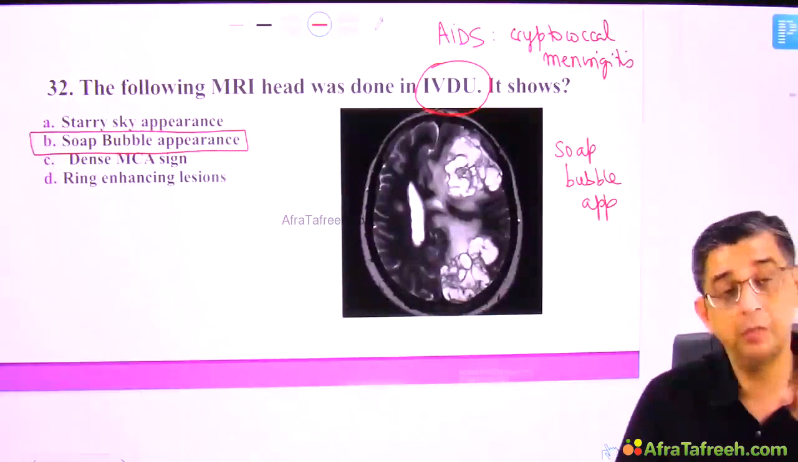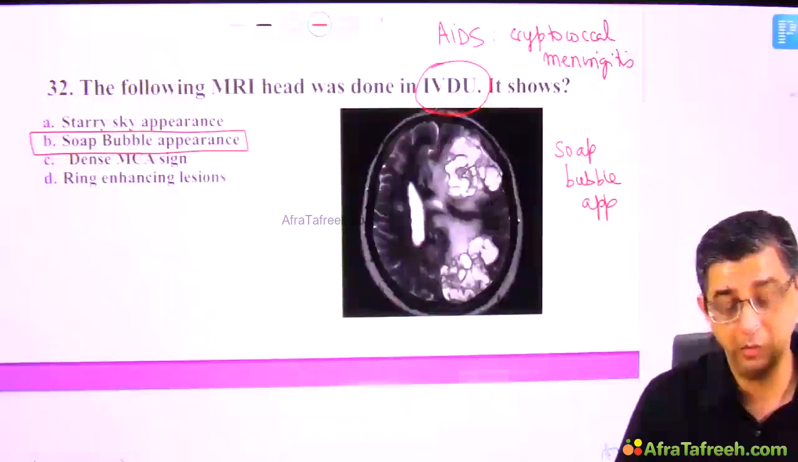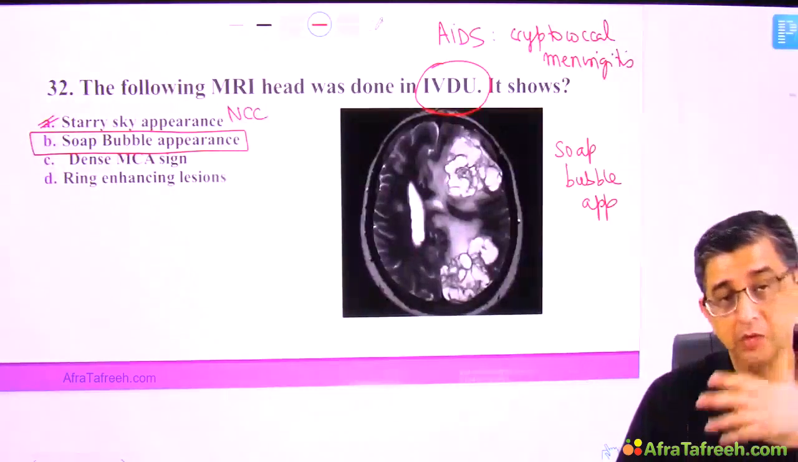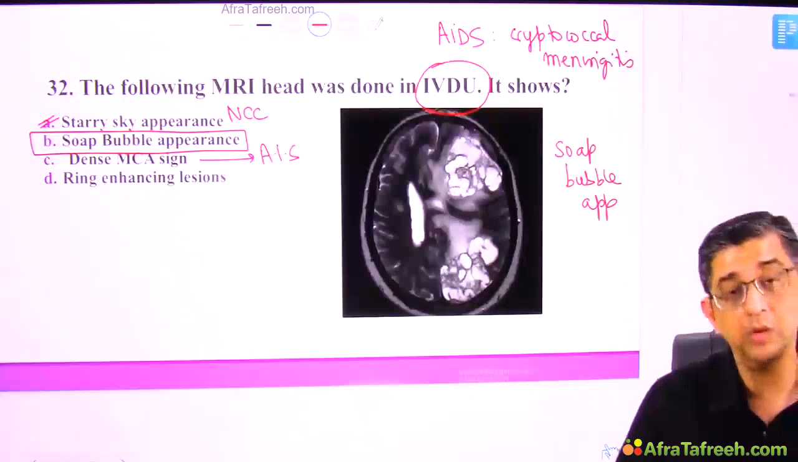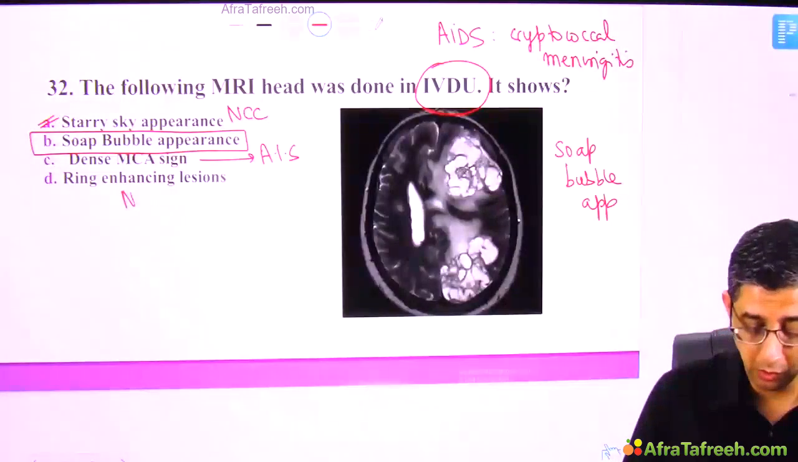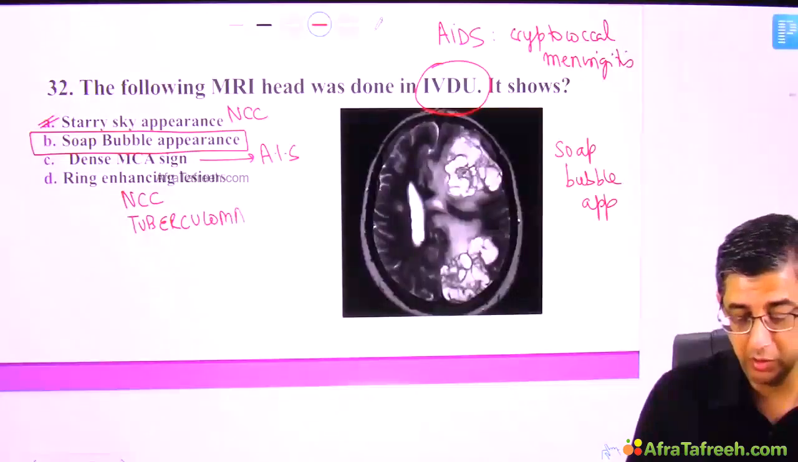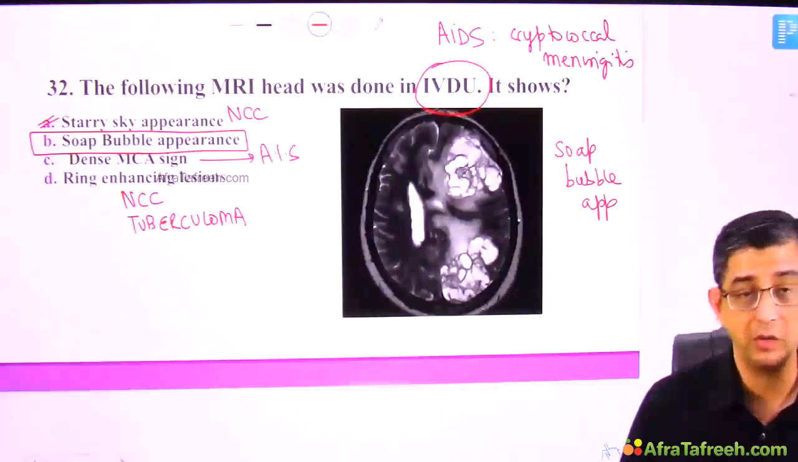Traditionally, you read about soap bubble appearance in orthopedics with osteoclastoma, but today we talk about a soap bubble with an MRI head also. Starry sky appearance is a feature that you encounter with neurocysticercosis, definitely not. Dense MCA sign is seen in the early phase of acute ischemic stroke. Ring enhancing lesions can again be neurocysticercosis or could be even a tuberculoma. And the differences between the two have been highlighted in the main lecture, that you can differentiate between NCC and tuberculoma by doing an MRS, that is magnetic resonance spectroscopy.